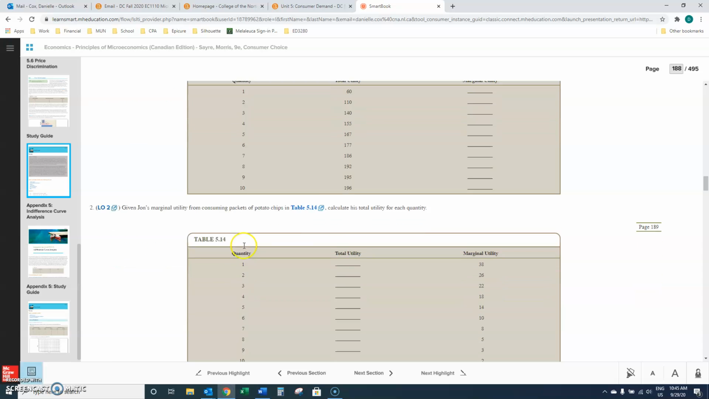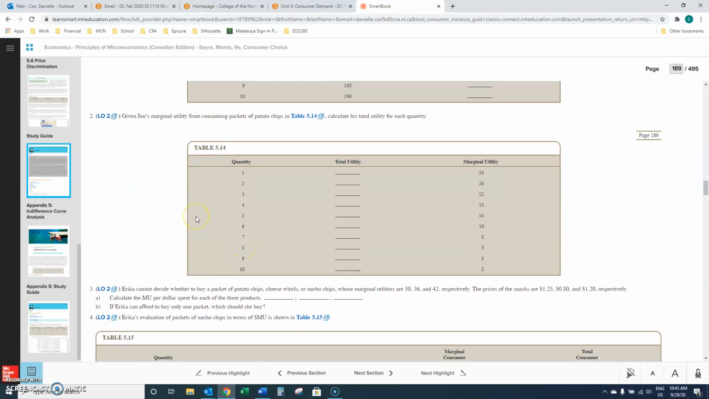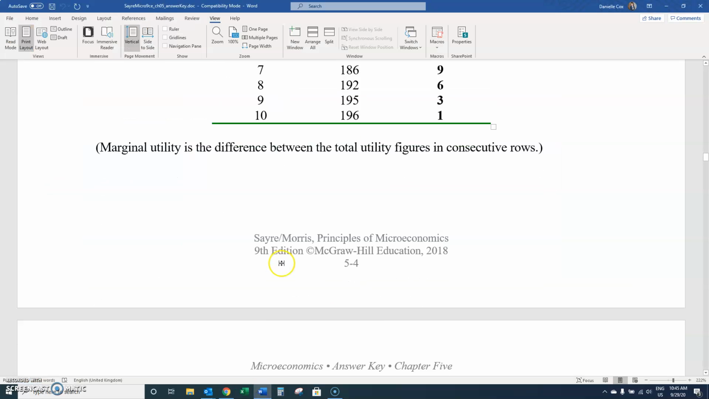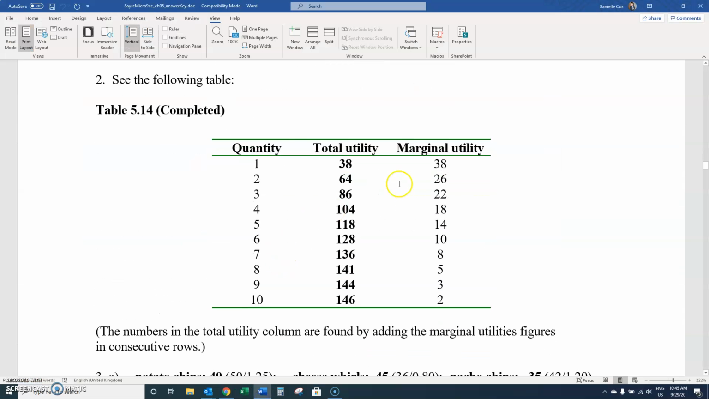Alright, number 2. Given John's marginal utility from consuming packs of potato chips, calculate his total utility. So now we're doing the opposite. We know how much utility he gets from each package, but now we have to calculate the total. It's the exact opposite of what we were doing above.